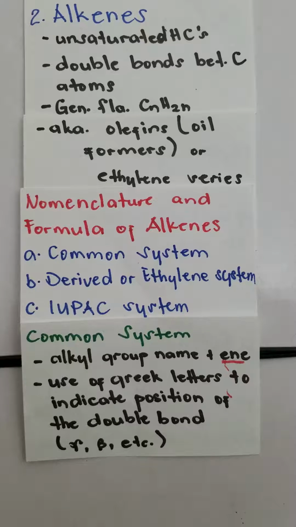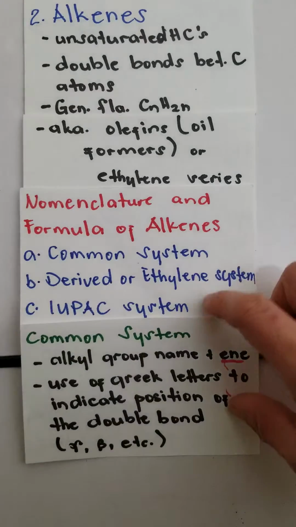Now we have three systems of nomenclature on how we can name the formula for an alkene hydrocarbon compound or unsaturated hydrocarbon compound. Those are the common system of nomenclature, the derived system, also known as the ethylene series, and then the last one is the IUPAC system of nomenclature. What is the meaning of IUPAC? It is the International Union of Pure and Applied Chemistry.